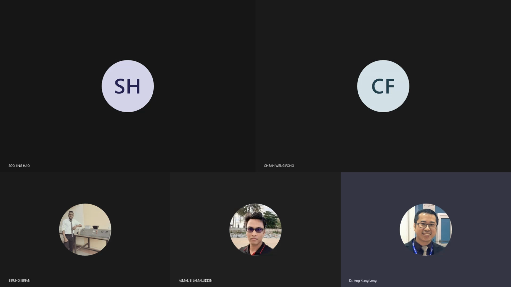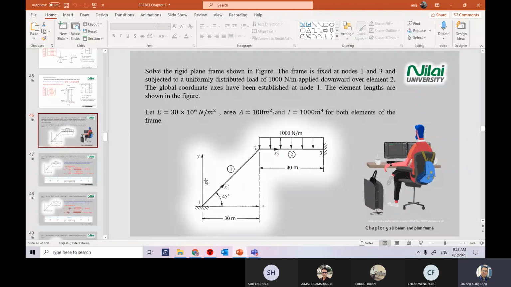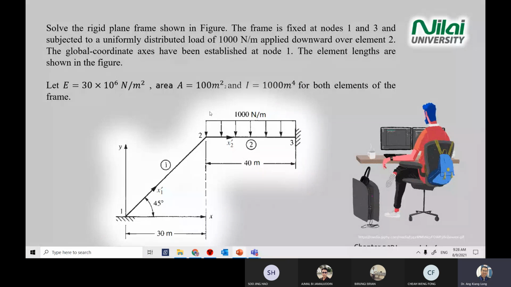Okay, I will go through one or two examples, then the rest I will expect you to read my PowerPoint slides. So let's say we have another scenario that we need to solve using rigid frame, plane frame. As you can see here, we have two elements.